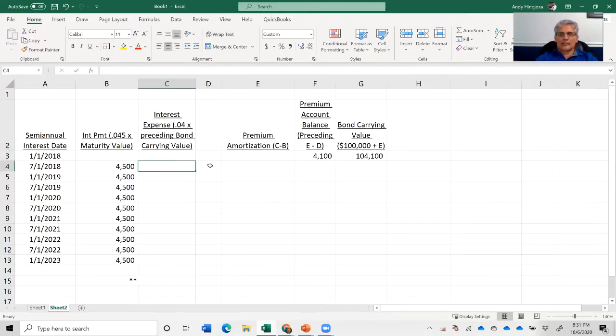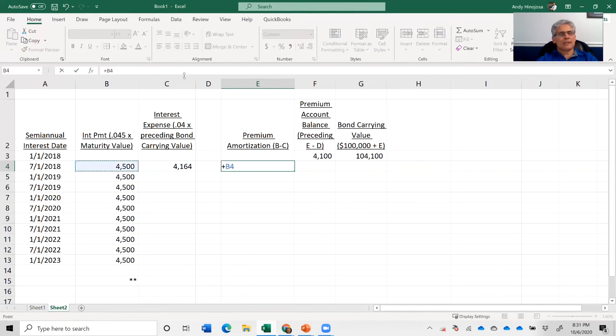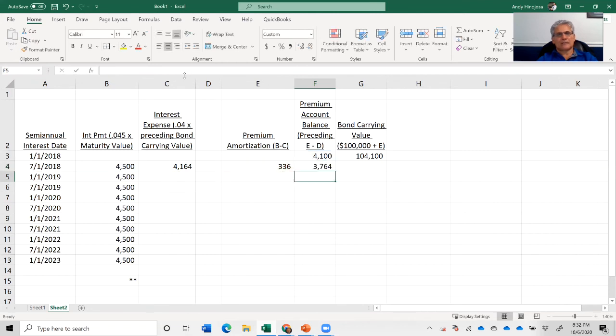So we're going to take the preceding carrying value, which in this case is $104,100. We're going to multiply it by 0.04, and we end up with $4,164. For the premium amortization, we take column B minus column C, which is $336. Update the premium balance: we reduce it by the premium amortization, and then we update our carrying value. We can do this one more time.